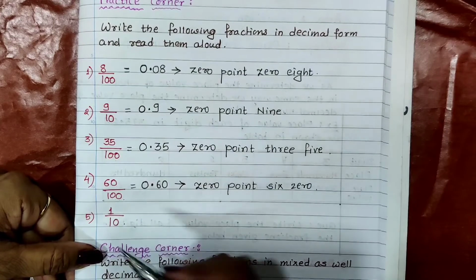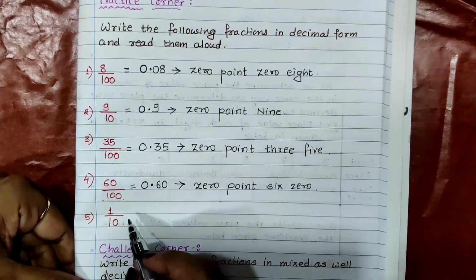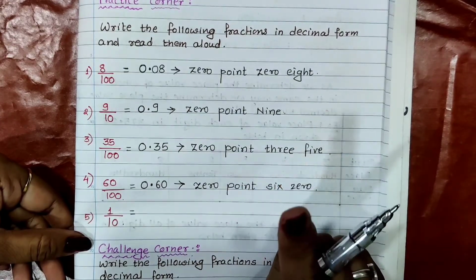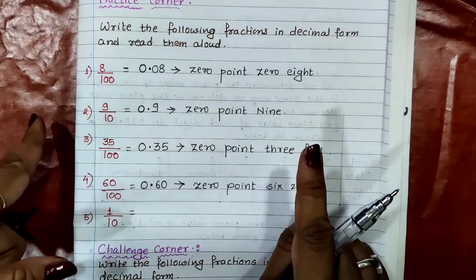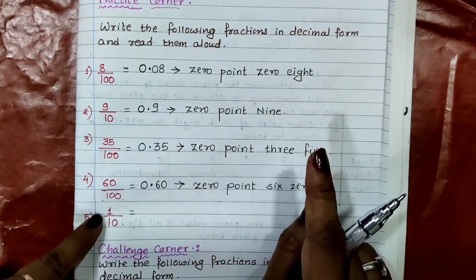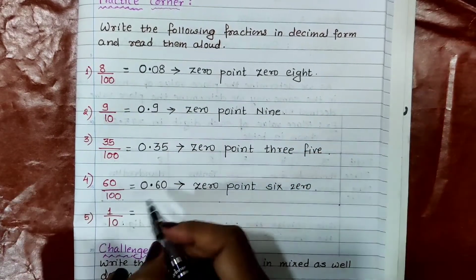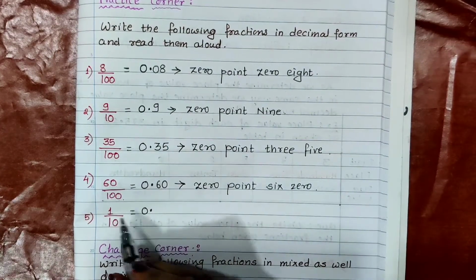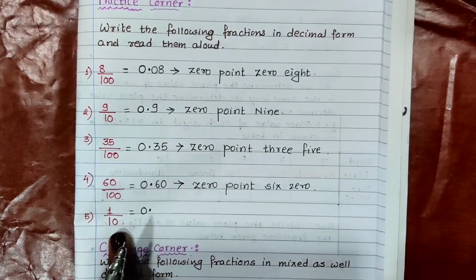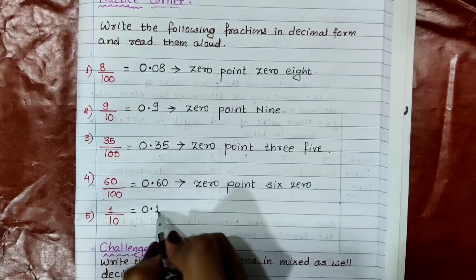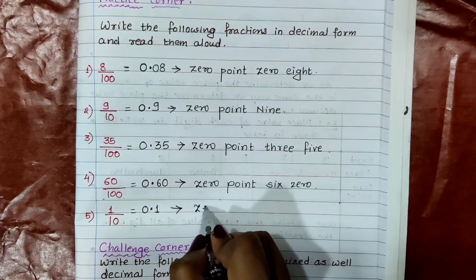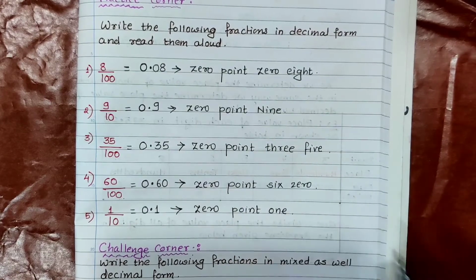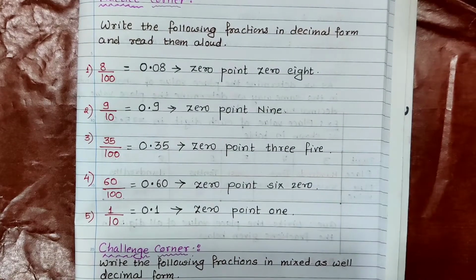Next one. 1 upon 10. 10 is there in the denominator. So, on the right hand side of the decimal point, there should be 1 digit. What should be written on the left side? On this side, no integer is there. So, we have to write 0 point. Left side, there will be 0. No integer is there. And on right side, only 1 digit will be there because 1 0 is in the denominator. So, we have to write 1 only. So, answer is 0.1. Okay. So, in this way, you can complete this question from practice corner.